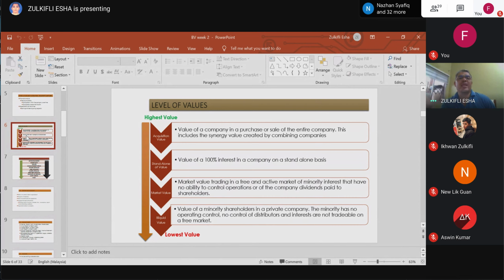So that's why, if I'm not mistaken, in our tutorial question two, I did put some questions on different types of values. So you need to know the different types of values. What is synergistic value? What is fair market value, fair value, market value, intrinsic value? You need to have some information about the definitions of the different types of values. So standalone value is the value of 100% interest in a company on a standalone basis. What is a standalone basis? We will go through it later.